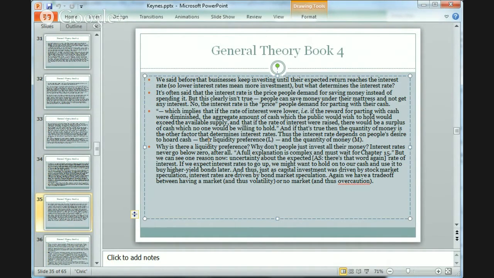No, the rate of interest is the price people demand for parting with their cash, which implies that if the rate of interest were lower, the reward for parting with cash would be diminished. The aggregate amount of cash which the public would wish to hold would exceed the available supply, and if the rate of interest were raised, there would be a surplus of cash which no one would be willing to hold. So if that's true, the quantity of money is the other factor which determines the interest rate. The interest rate depends on people's desire to hoard cash, their liquidity preference, and the quantity of money.